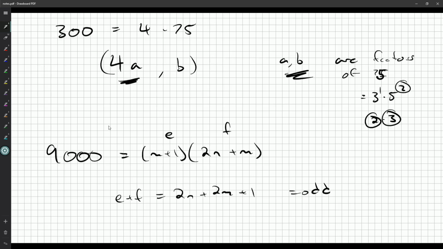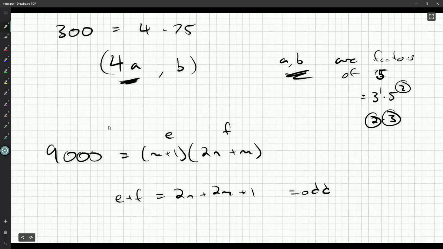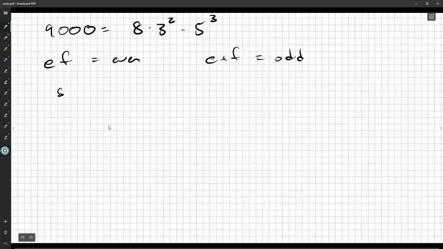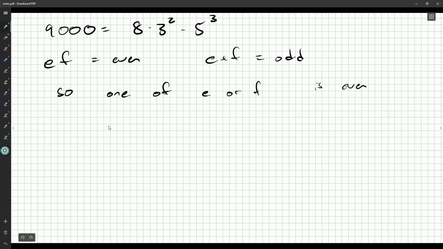Now, anything else we can say? We do need to be mindful that m and n need to be positive integers. So, for example, E can't be the factor 1 and F 9,000 because then m would be 0. But I think just about anything else would be fine. I don't know, think about it. So one of E or F is even. There's not really any particular way to figure out which one is which.